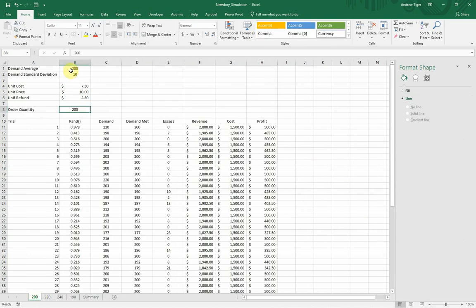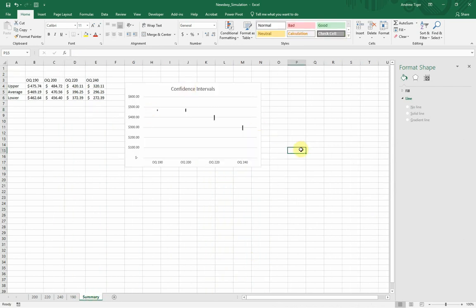Based on this demand, based on these cost drivers, and based on my order quantity, this tells me my confidence interval. So let's look at what's happening. If my order quantity is 190, I've got very consistent profit. I am 95% sure my profit is going to be around 470 or so bucks. If the order quantity is 200, it looks like the average is slightly higher, but I have more variability. This one, my average is actually going down, so it looks like there's not a benefit of having a larger order quantity. See how this works?